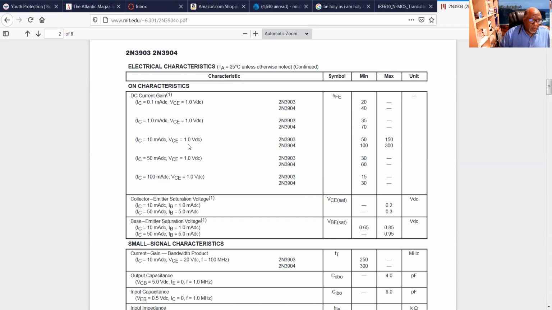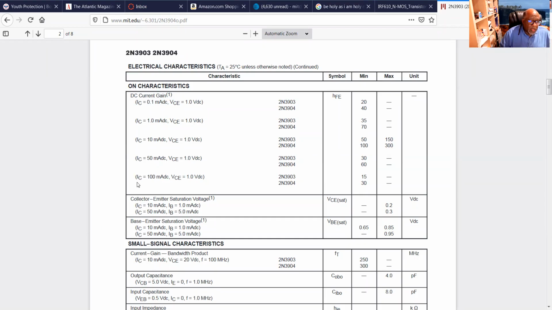For a collector current of about 10 milliamps and a VCE, a collector voltage, of 1 volt, for the 3904 we have a minimum beta of 100 and it can be up to 300. So we've used 100, 180, 200 for beta. It can actually be as high as 300. But beta is also a function of current. As we change our current, our beta value will drop off if the collector current is too low, and it'll also drop off on the high end.